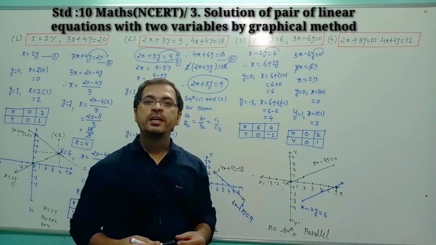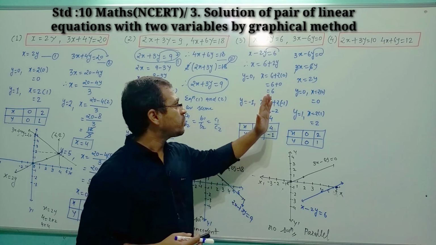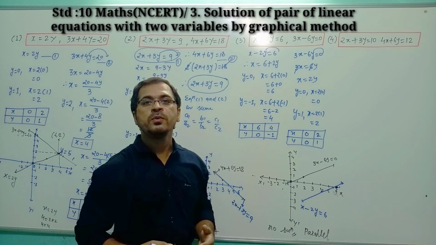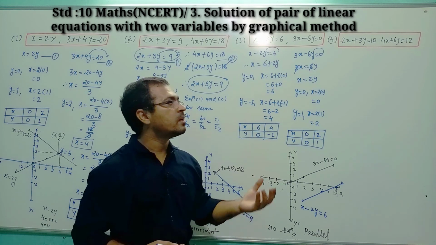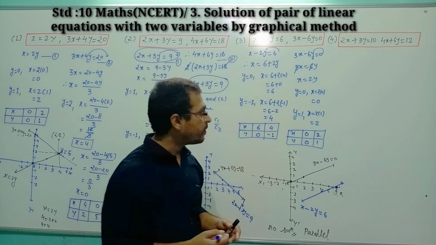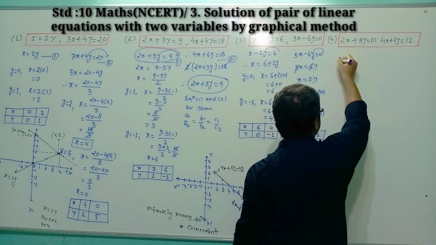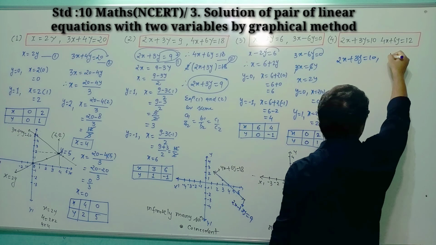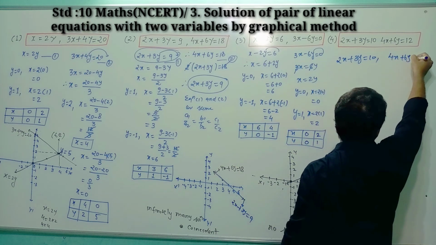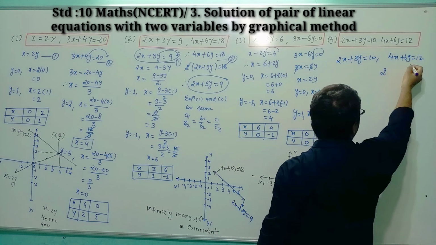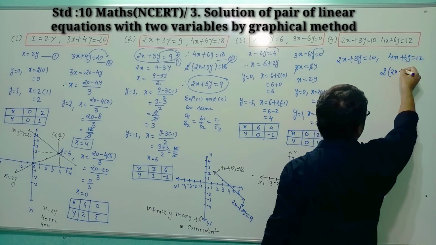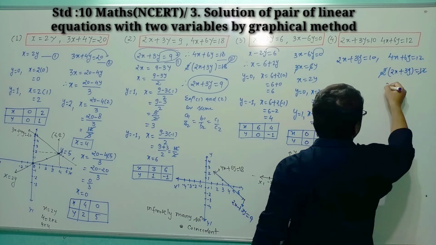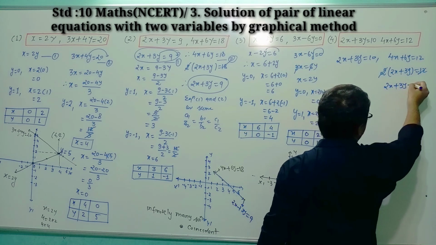You will have to do it by yourself, because question number 4 is similar to question number 3. I'm just going to give some basic ideas on how you can plot all these things on the graph. Here you can see that 2x plus 3y is equal to 10, and here is 4x plus 6y is equal to 12. Okay, students, 2 will be common from here. So you are getting 2x plus 3y is equal to 6. These will be cancelled out. So 2x plus 3y is what?